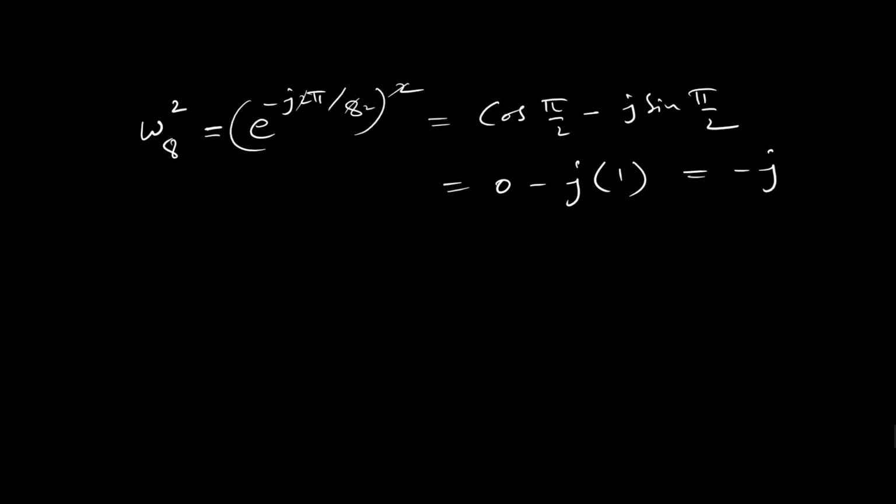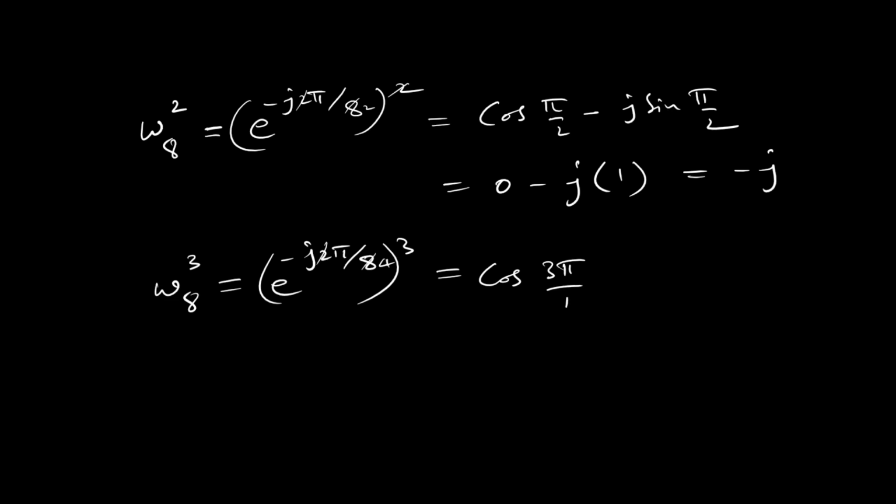Finally the fourth one, e to the power minus iota 2 pi by 8 to the power 3. We can cancel it out, so it becomes 3 pi by 4. So cos 3 pi by 4 minus iota sine 3 pi by 4 will result in negative values, equal to minus 0.707, and this is minus iota 0.707.